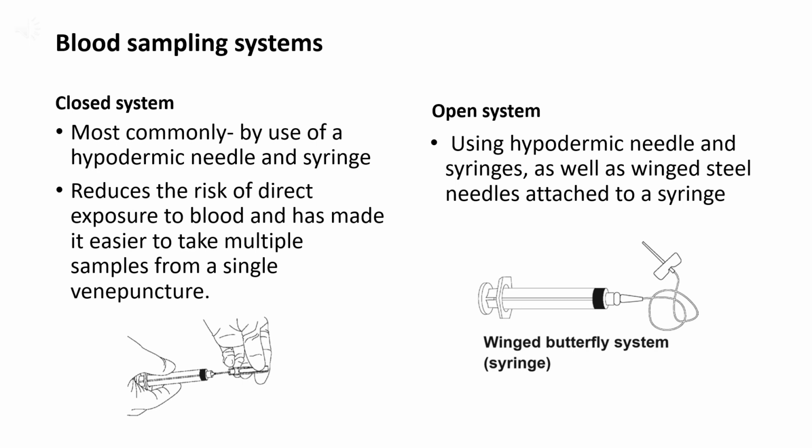Blood sampling systems. Broad categories into closed system and open system. Closed system is most commonly by use of a hypodermic needle and syringe. They reduce the risk of direct exposure to blood and has made it very easy to take multiple samples from a single venipuncture. However, open system uses hypodermic needle and syringes as well as winged steel needles attached to a syringe.